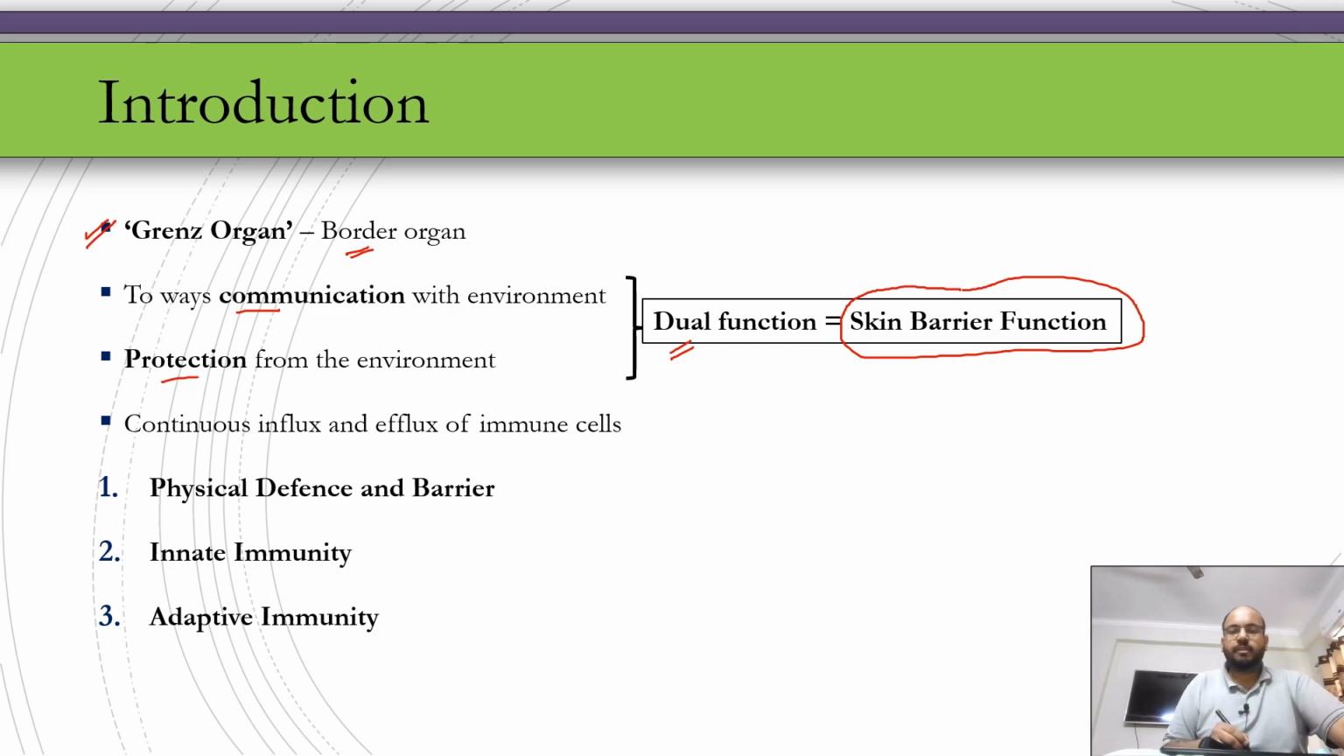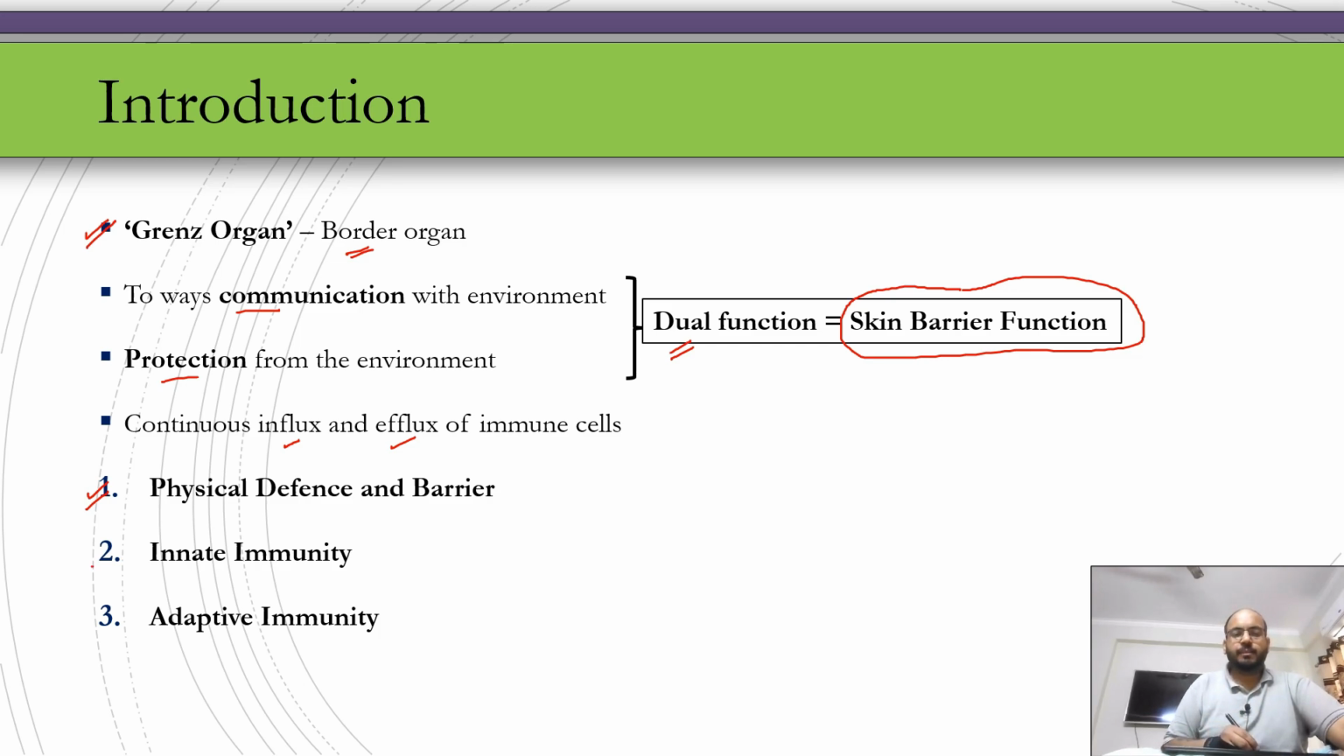Now, because of this skin barrier function, we have a continuous influx and efflux of immune cells. Immune cells keep on getting inside and exiting the skin milieu, the skin environment. Now, if we are discussing immunity and skin is the center organ of that immunity in our discussion, the first and important factor is the physical defense and barrier. Skin as a physical layer to protect us from insults.